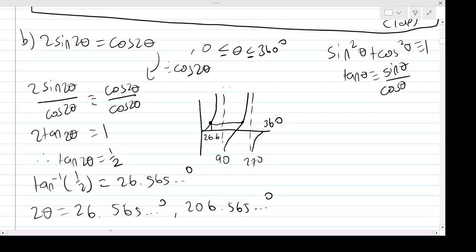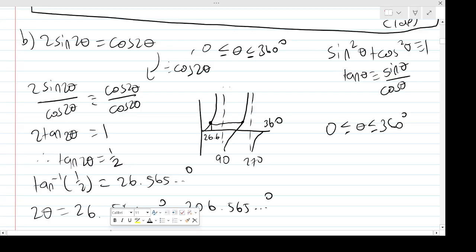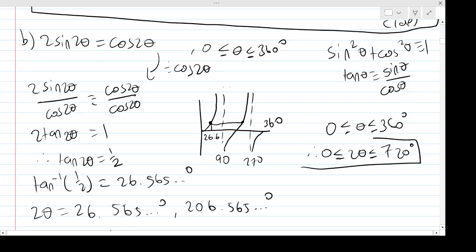But what interval are we working in? It's not theta anymore. We need to adjust for that because now we have 2 theta. So if we have 0 to 360 for theta, we should always be adjusting our interval because now we have 2 theta. So we need to double everything. So therefore we'd have 0 to 2 theta, and then 360 times 2 would be 720 degrees. That is the interval we need to be working in. So we need to make sure all our values are less than 720.